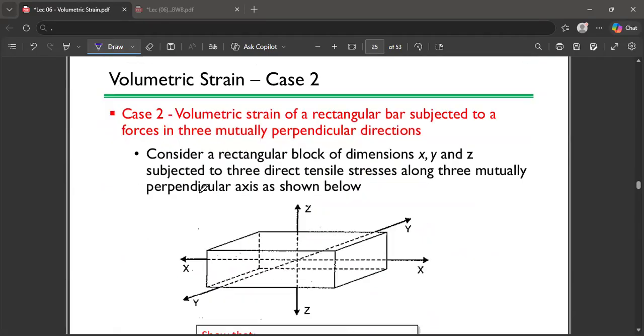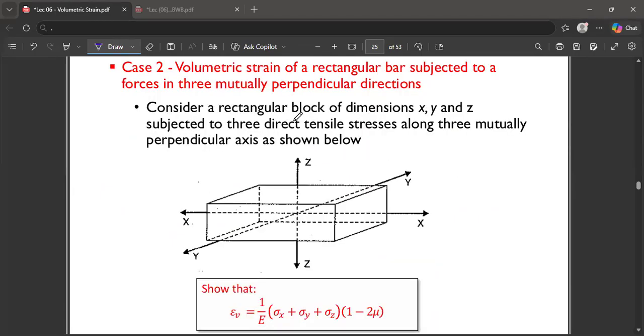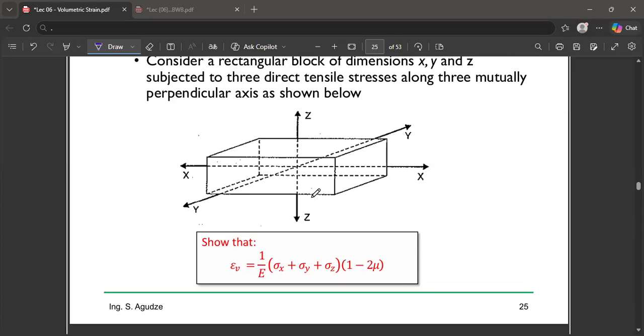All right. So for case 2, we said that we want to look at the volumetric strain of a rectangular bar subjected to a force in 3 mutually perpendicular directions. Good. Consider a rectangular block of dimensions X, Y, and Z subjected to 3 direct tensile stresses along 3 mutually perpendicular axes as shown below. And this is it as you are seeing over here. You can see Y to Y, you can see Z to Z, and you can see X to X.